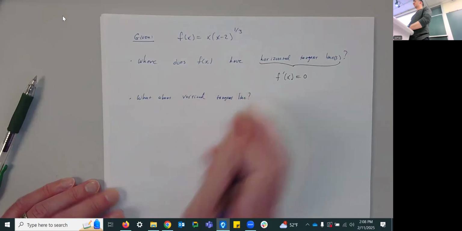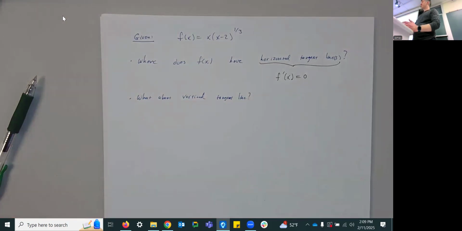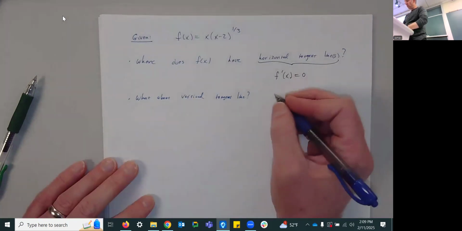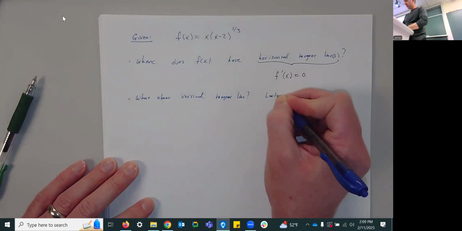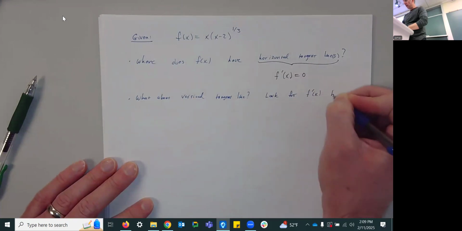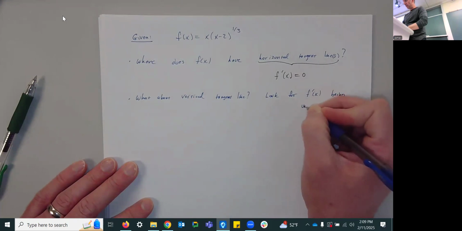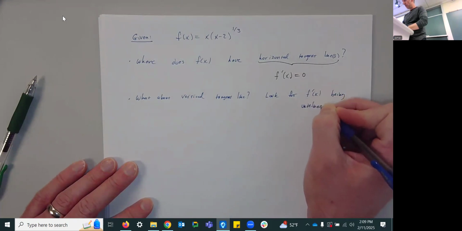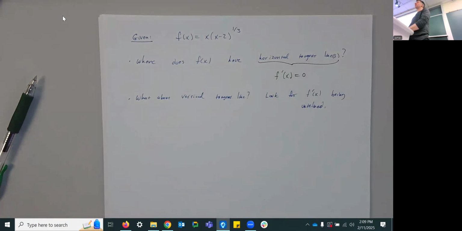And to answer that question, we're going to find where the derivative, well, a vertical line has what kind of slope? Undefined. So we're going to look for where the derivative is undefined. So we're going to look for f prime of x being undefined.